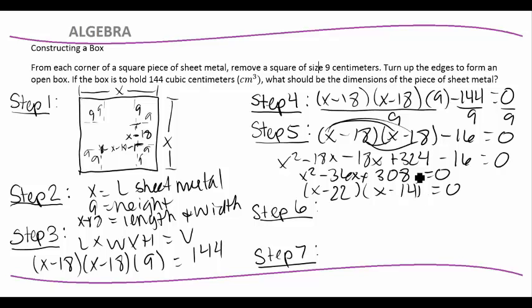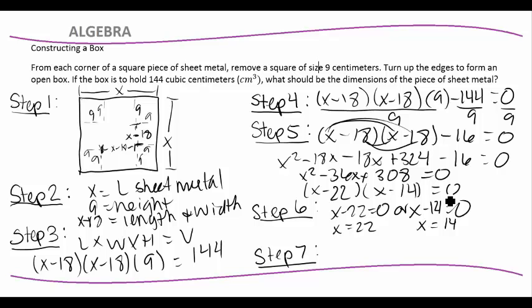Step 6 is to set each factor equal to 0. So we're going to have X minus 22 equals 0 and X minus 14 equals 0. And remember, this is OR. And now we're going to solve each of those linear equations. We're going to add 22 to both sides. We're going to have X equals 22. And then on this one, we're going to add 14. So it's going to be X equals 14.